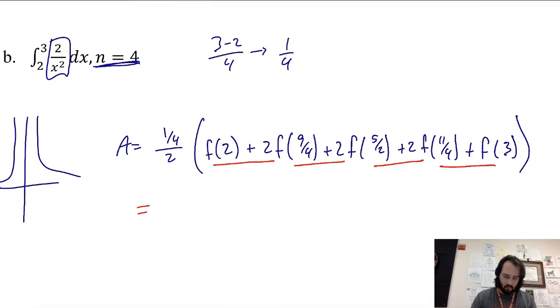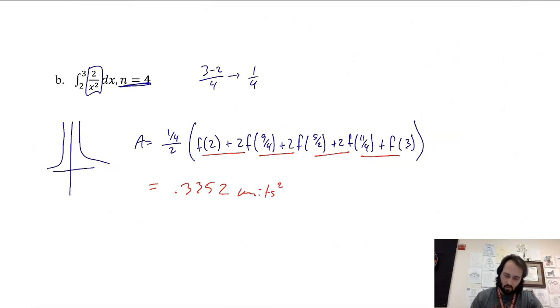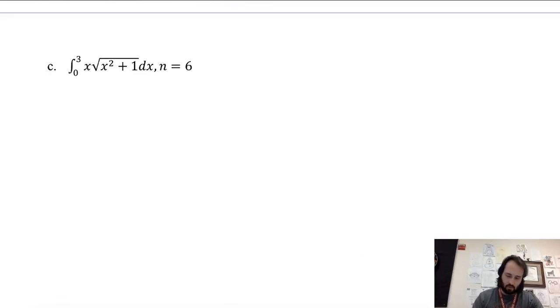Okay, so I get 0.3352 units squared. Let's see if I do that as a fraction. It says no, I will not do that as a fraction. Okay, and that's it. That's really all there is to this.